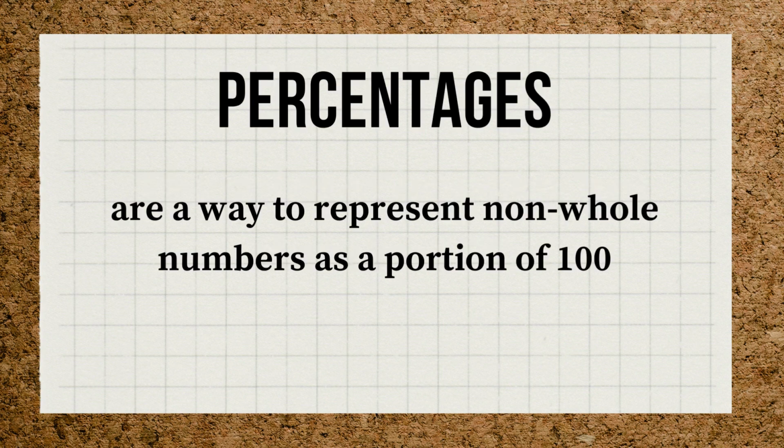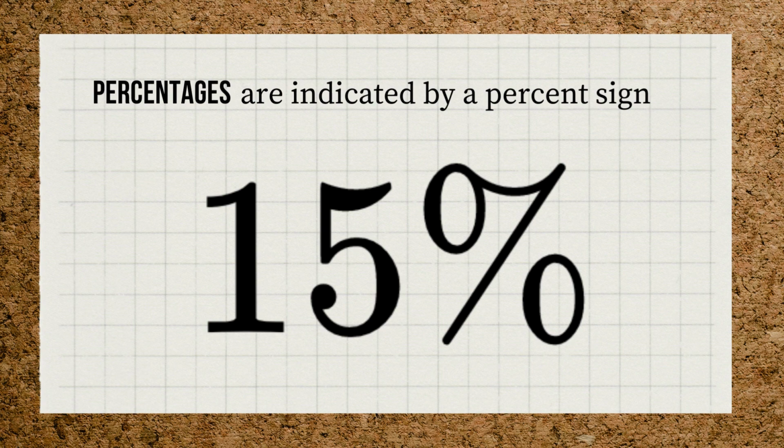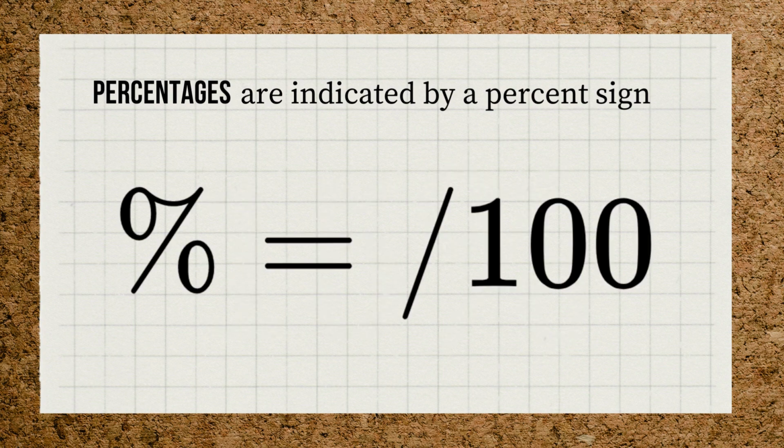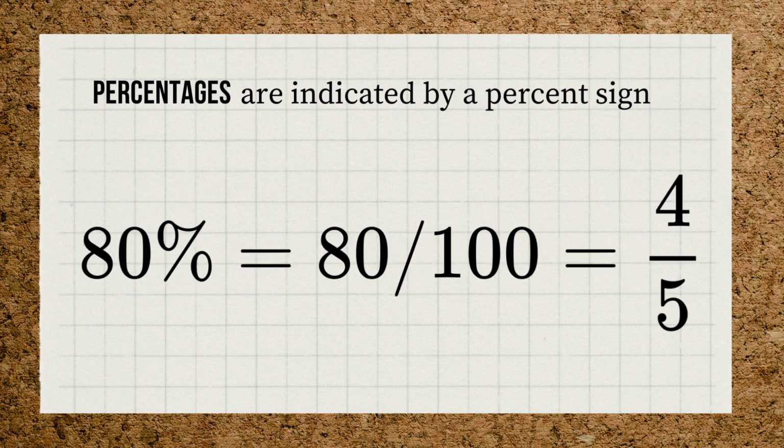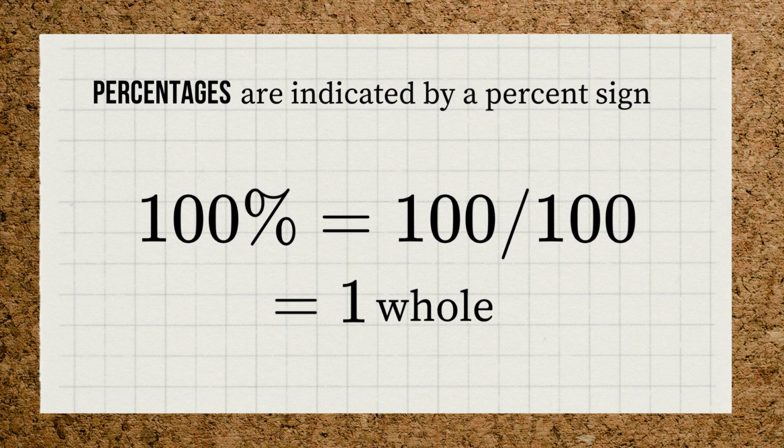Percentages are a way to represent non-whole numbers as a portion of 100. Percentages are indicated by a percent sign, like this one, 15%, where percent means over 100, out of 100, or divided by 100. 80% is equal to 80 over 100, or 4/5. And 100% is equal to 100 over 100, or 1 whole. This is why people say 100% to mean fully, completely, or really.